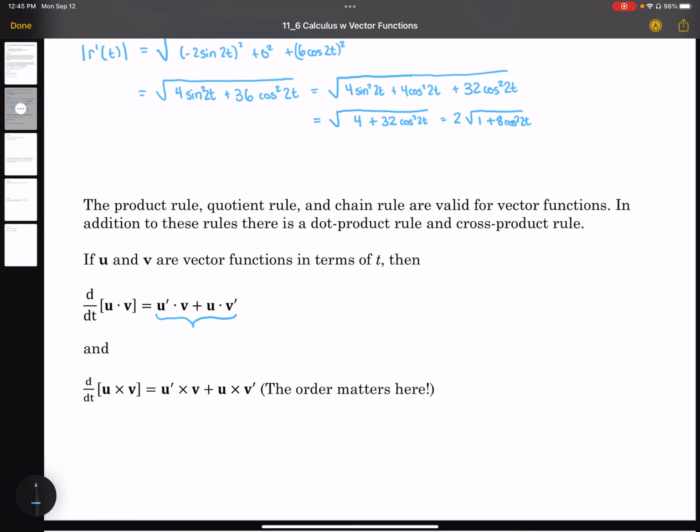And similarly, we have the cross product rule. The order in which you do the cross product will matter. So remember, if we have v and v prime on the left, we get the negatives of those cross products. So again, the order is going to matter.